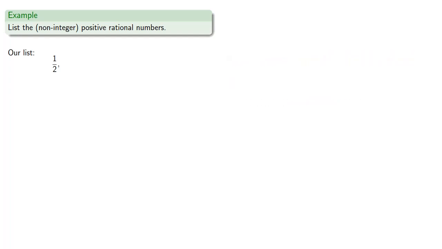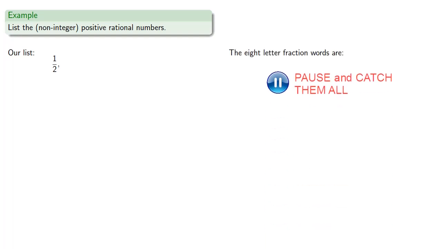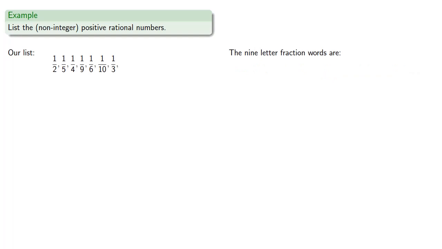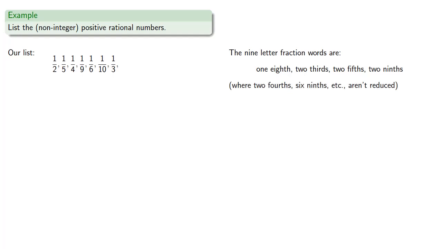We have a bunch of 8-letter fraction words. And we can put them in alphabetical order. They all start with 1, so the second word is going to determine what the order is, and the next one is going to be 1/5, then 1/4, and so on. There are 9-letter fraction words, and we note that we're going to omit words like 2/4 or 6/9 because they aren't reduced. And putting these in alphabetical order, and so on. And again, we can now have a list of our positive reduced rational numbers in order, which means that the set is countably infinite.